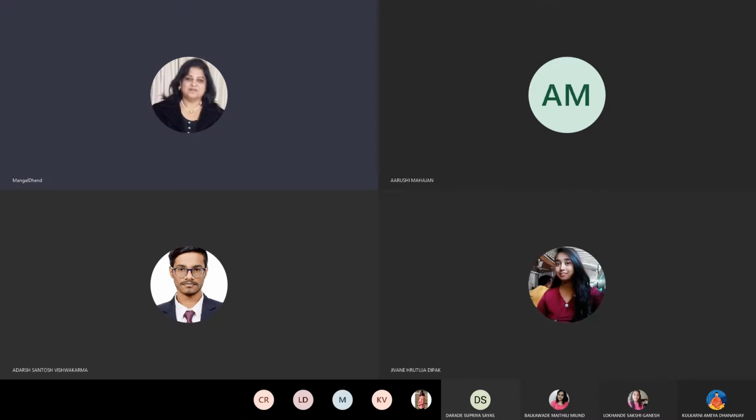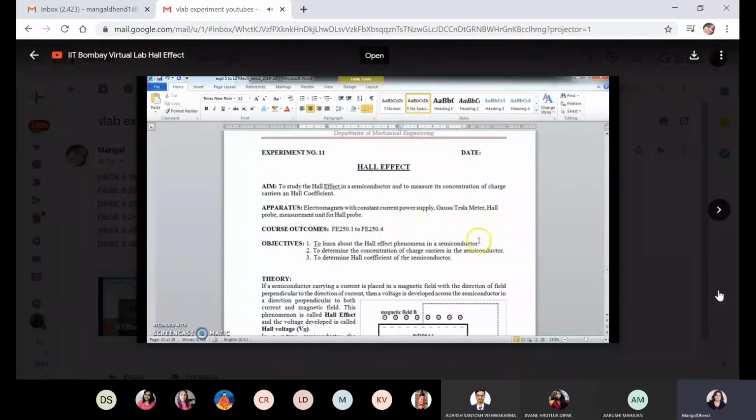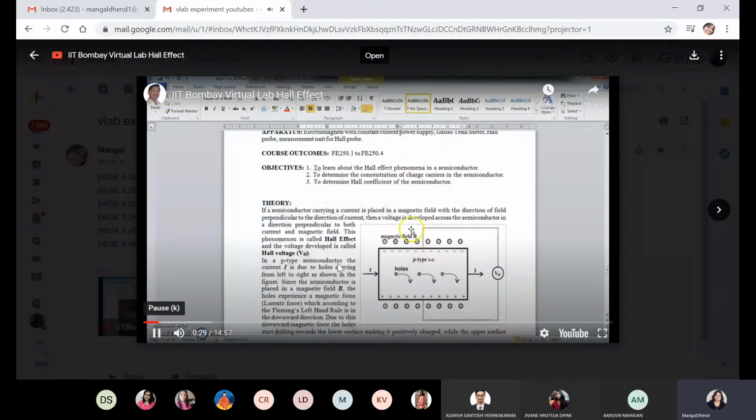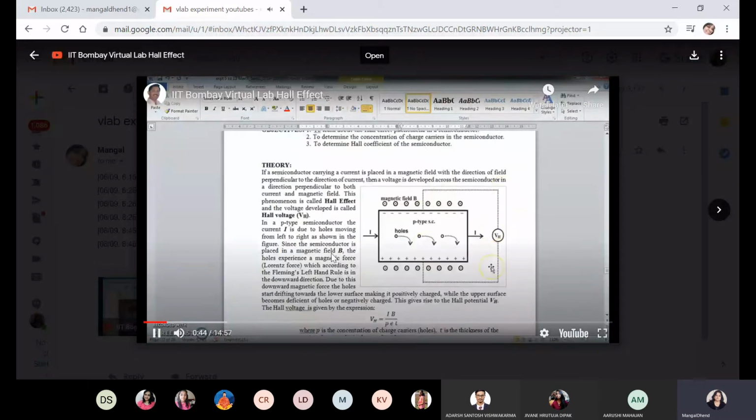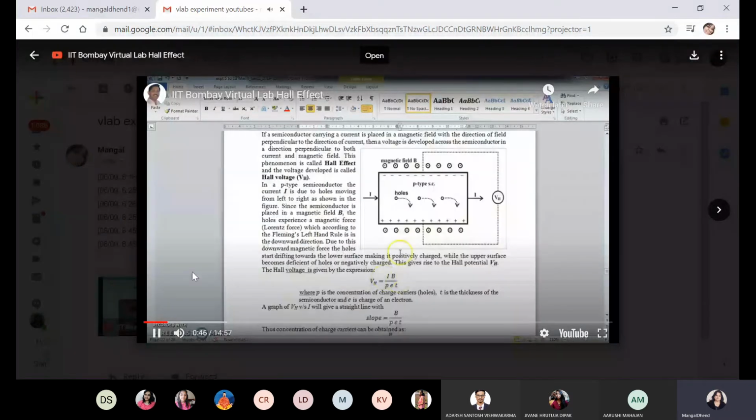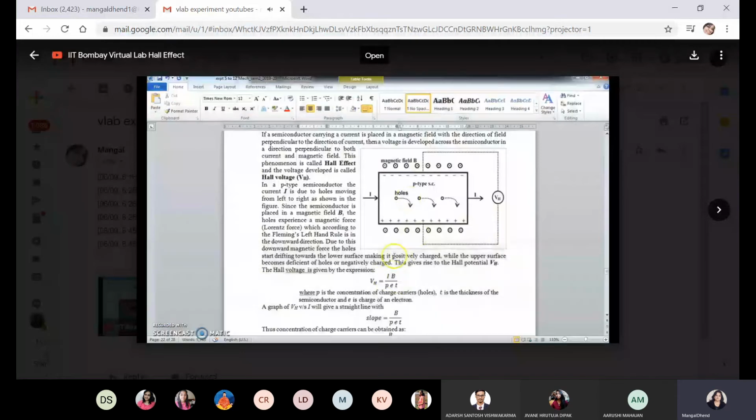Now you will hear. Hall effect we had studied in the chapter of semiconductors. So what is Hall effect? When you place a semiconductor in a magnetic field B, a voltage is developed across the semiconductor. And that voltage is called the Hall voltage. So we had also derived a formula for this Hall voltage in this Hall effect phenomenon.